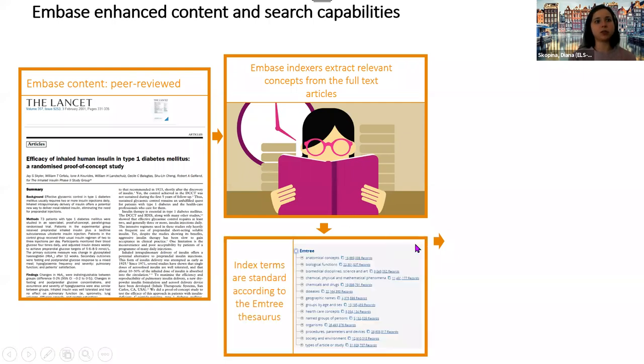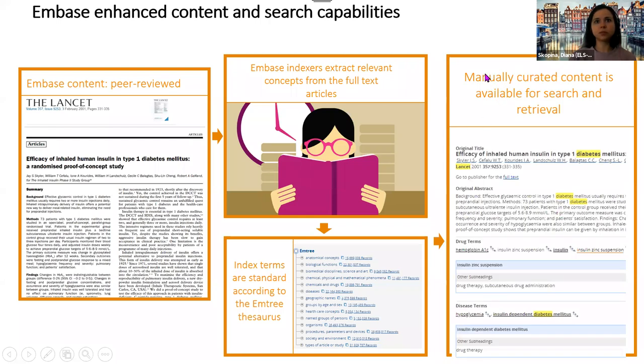And with this full text, what they do is extract the relevant concepts and index them according to our Emtree thesaurus. So if you're familiar with MeSH, the Medline thesaurus, in Embase we have something similar that is called Emtree. And this is how our terms are indexed. So first of all, you take the text, you go through the text manually, and then you index the relevant terms from the text in the Emtree thesaurus. And like this, at the end, you have very in-depth information on every article. You can see the original title, you can see the abstract of the article, but you can also see very quickly all the drug terms and all the disease terms that are mentioned in there.